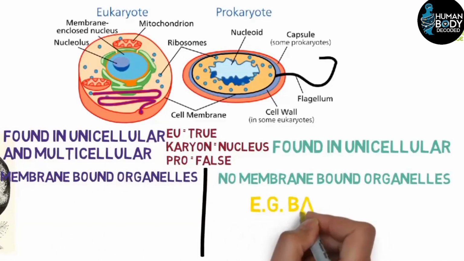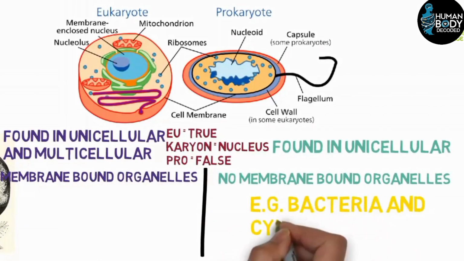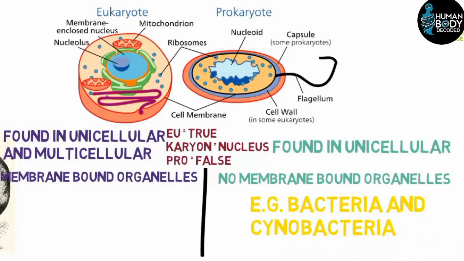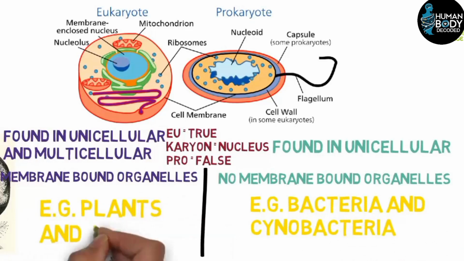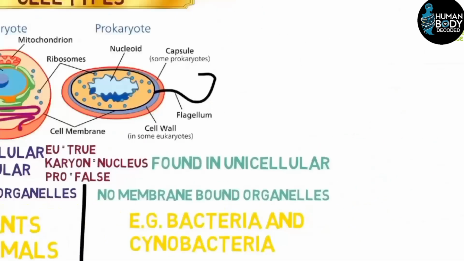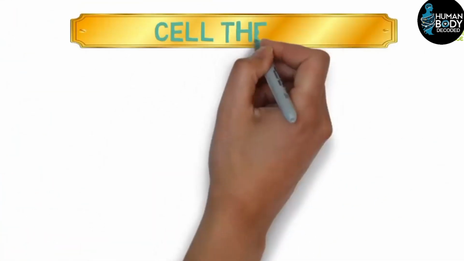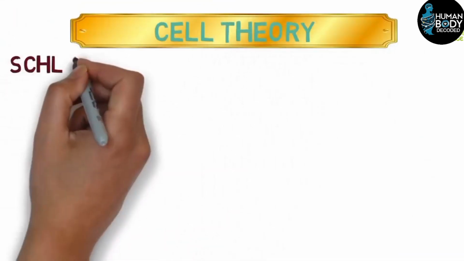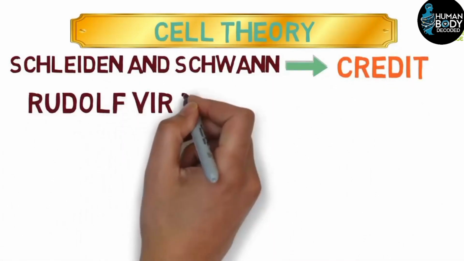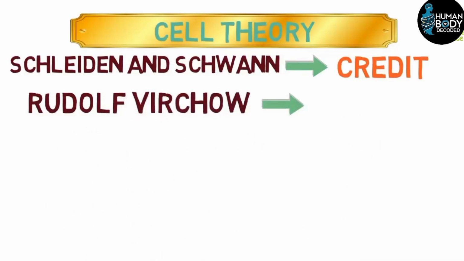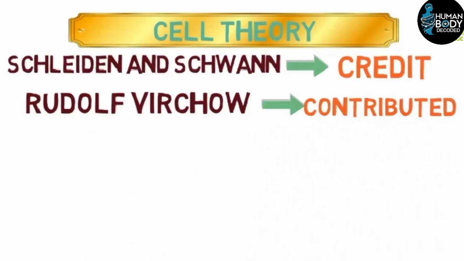Examples of prokaryotic cells include bacteria and cyanobacteria. Examples of eukaryotic cells include plants, animals, fungi, and protists. Now, let's discuss cell theory. The development of cell theory is credited to two scientists, Schleiden and Schwann. There was also another scientist, Rudolf Virchow, who made significant contributions to cell theory. That's why it is said that these three scientists contributed to cell theory.